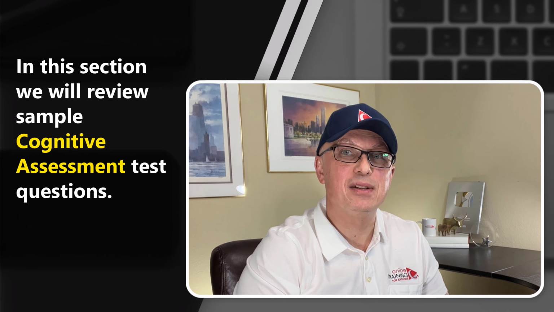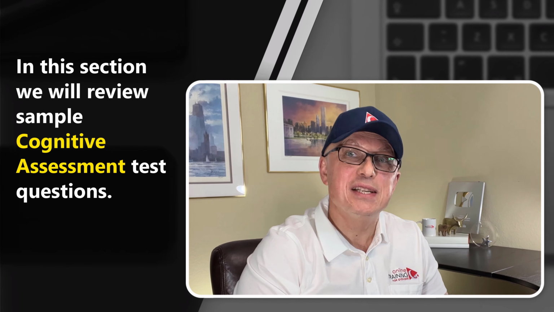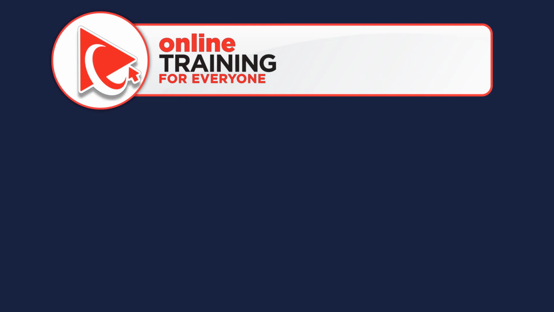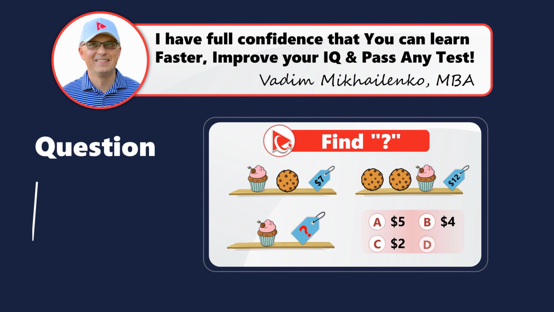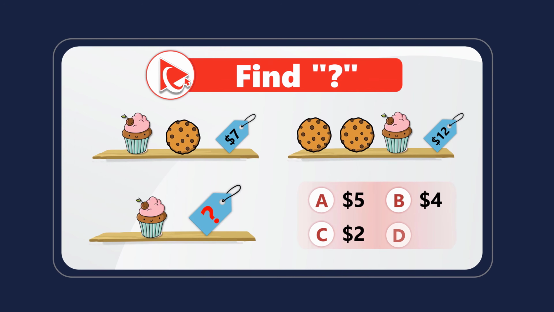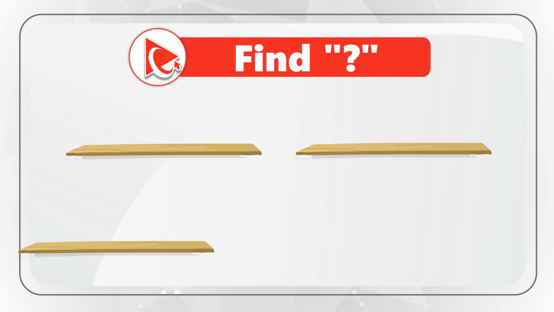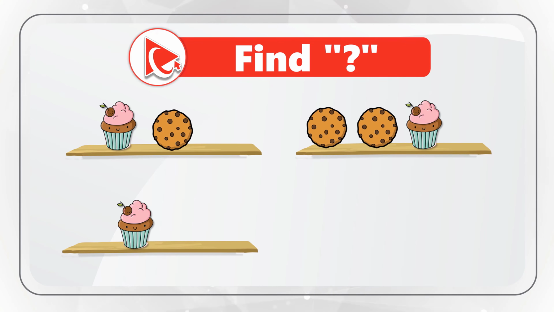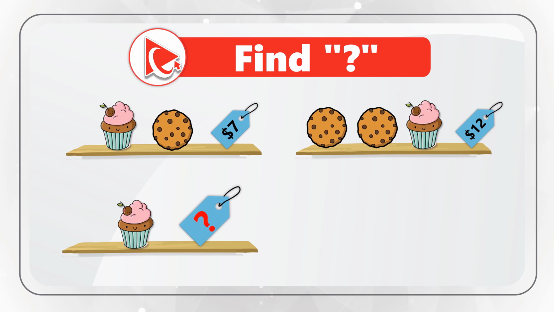Let's look at some sample cognitive assessment test questions we typically see on the test. What's interesting about this problem is that it seems unsolvable, but if you make one correct assumption, it's so easy to solve it. You're presented with the shelf of items from the coffee shop, and the items are cupcakes and cookies. There are 3 sets of items, and 2 sets have price tags associated with them, and the last set does not, and you need to calculate the price tag for the last set.